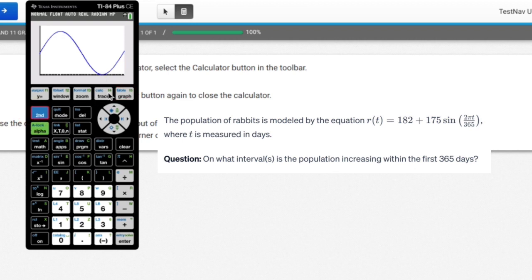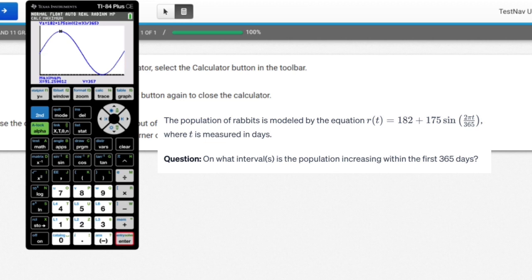So second trace, maximum will help me find my max value. Let me scroll to the left until I go to the left of my maximum. There. Enter. Let me move to the right of my maximum. Enter. Guess. Enter. And it's going to tell me that the maximum happens at 91.2599. So 91.260 is going to be a maximum value.